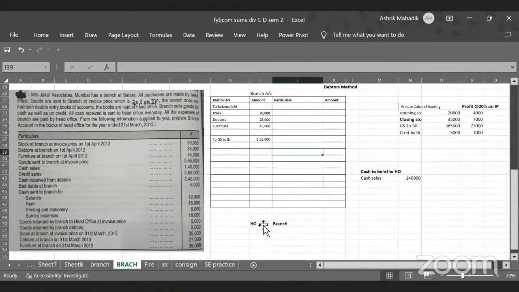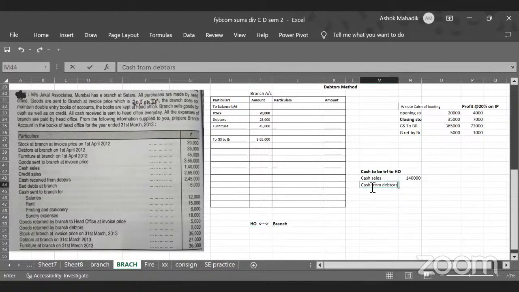So it will not be recorded in this transaction, which takes place between head office and branch only. So cash sales, credit sales will not be recorded. Okay. Next item, cash from debtors. Again, debtors and branches in cash.